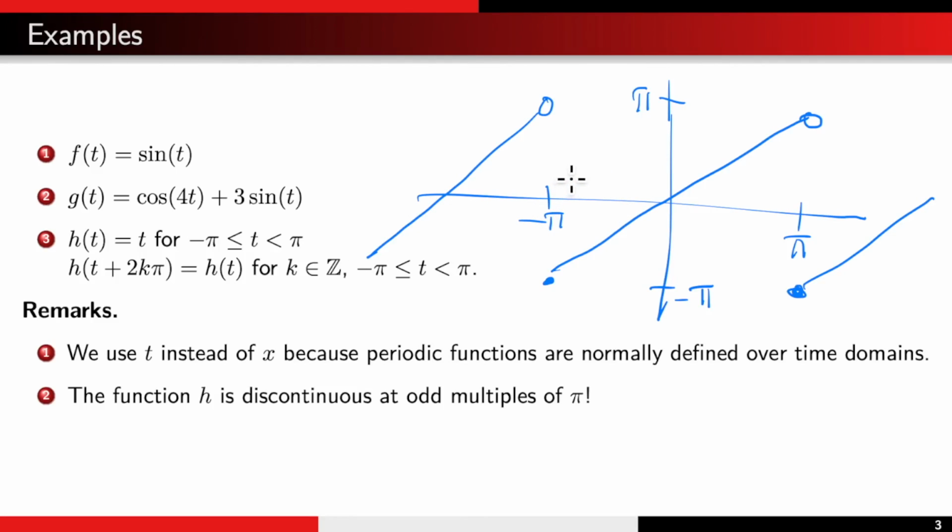So a couple of remarks. We normally use t for the input variable because periodic functions are normally defined over time domains. So t stands for time. And the function h is discontinuous at every odd multiple of pi. As we can see here, it is perfectly okay to study signals with certain discontinuities.